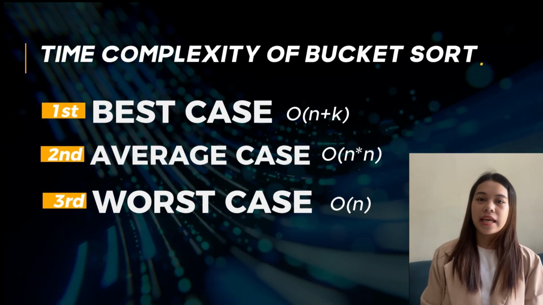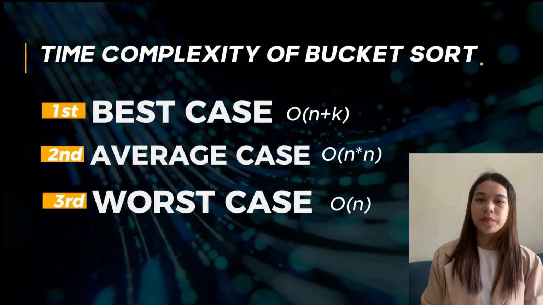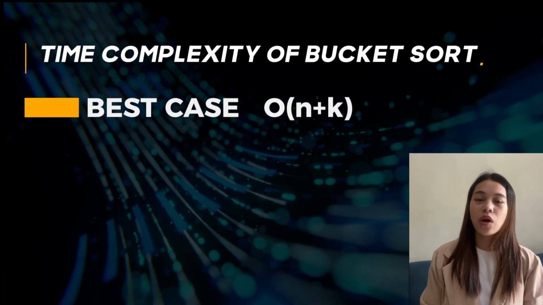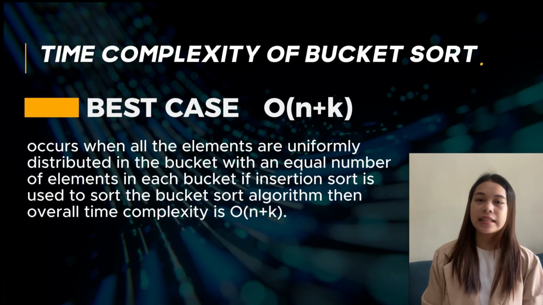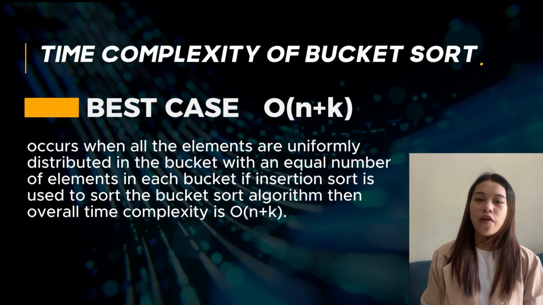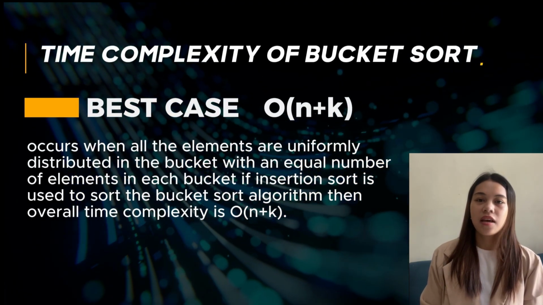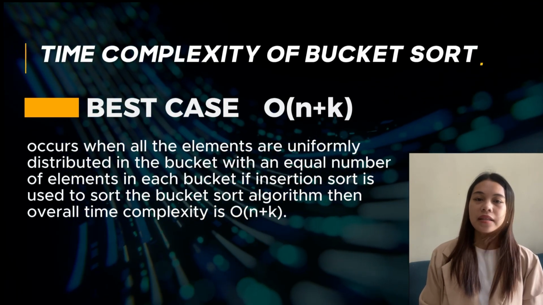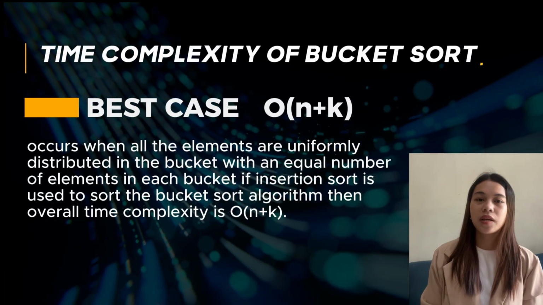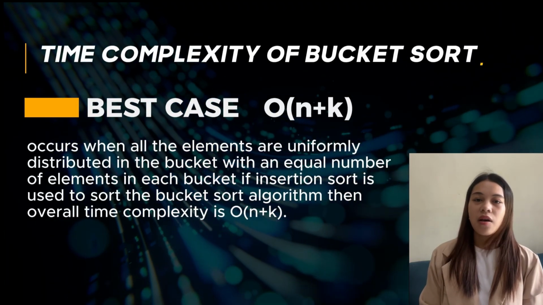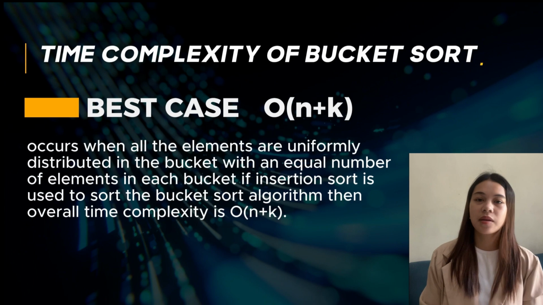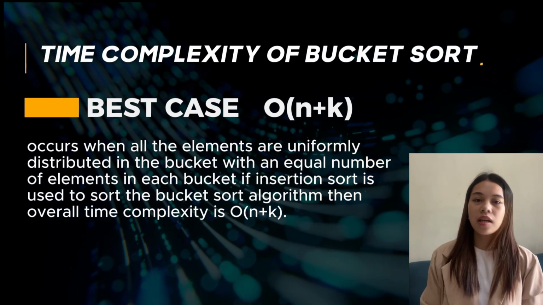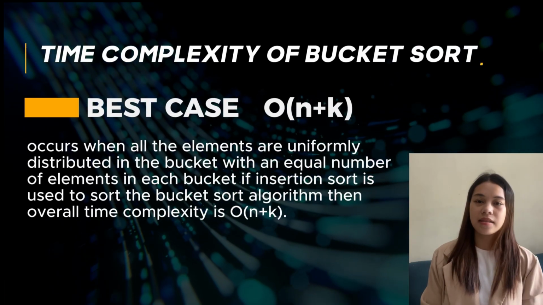So let us understand all the 3 cases one by one. So first we have the best case. The best case occurs when all the elements are uniformly distributed in the buckets with an equal number of elements in each bucket. If insertion sort is used to sort all the buckets, then the overall time complexity is big O of n plus k. O of n complexity is for making the buckets, and O of k complexity is for sorting all the elements.